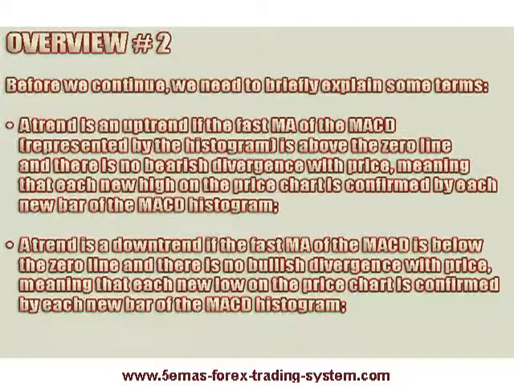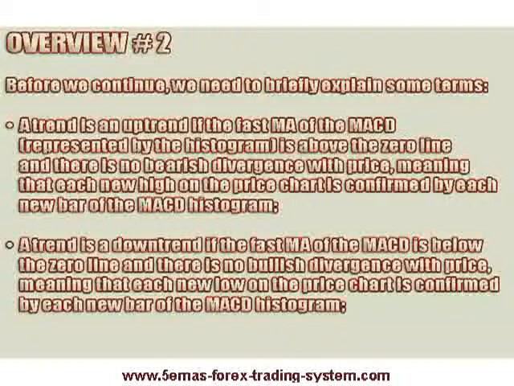Before we continue, we need to briefly explain some terms. We define a trend as being an uptrend if the fast-moving average of the MACD, represented by the histogram, is above the 0 line and there is no bearish divergence with price. This means that each new high on the price chart is confirmed by each new bar of the MACD histogram.